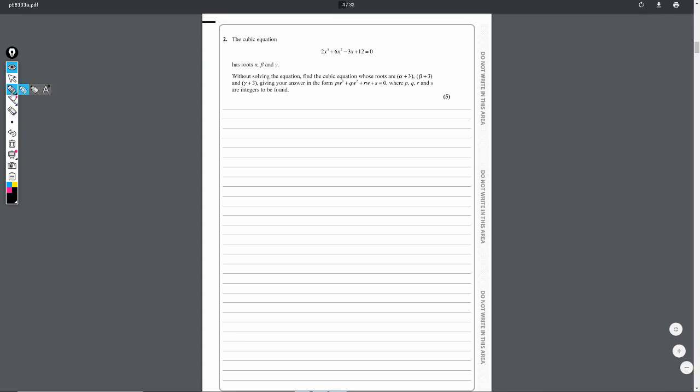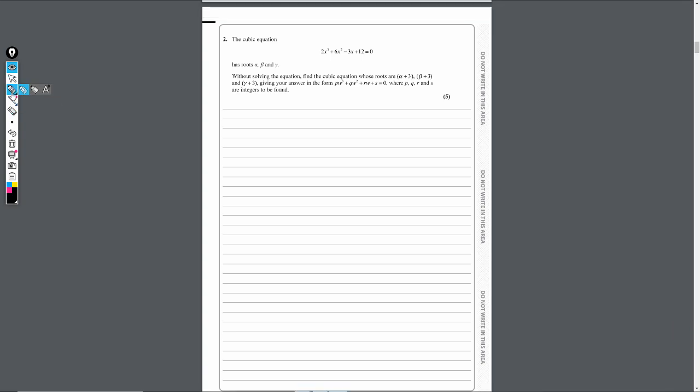So moving on to question 2 now, we have a question here dealing with polynomials. So in this case we have a cubic equation, and we're given the roots alpha, beta and gamma, and we're asked, without solving the equation, to find the cubic equation whose roots are alpha plus 3, beta plus 3 and gamma plus 3. Okay, and we've got to find these 4 values here, p, q, r and s, where they're integers to be found. So there's a few different ways you can actually solve this. I think the easiest way would be to use substitution for this.